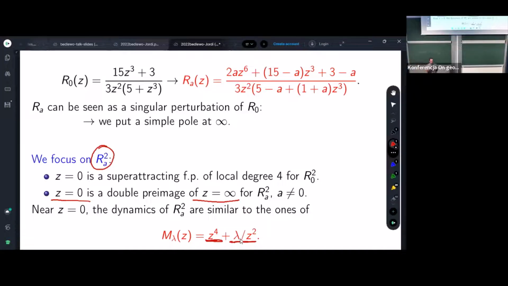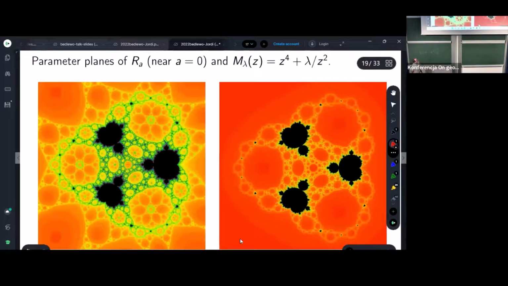What we want to justify is that, if lambda is small enough, we can see the dynamics of this map in the Julia set. And up to where can we see it? I have not shown yet any figure of the parameter plane. To the left, we have the parameter plane near a equal to 0 for the Chebyshev-Halley family. To the right, we have the parameter plane of the map z to the power of 4 plus lambda over z squared. And you can see they look very much alike.